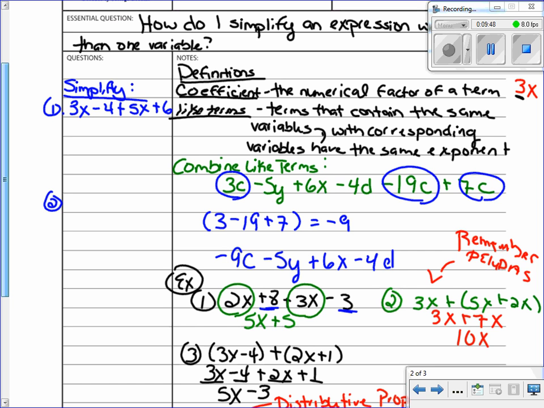Number 2 would be 3 times the quantity of x plus 7 plus 5x. I'm going to rewrite that over down here because it looked a little sloppy. 3 times the quantity of x plus 7 plus 5x. So if you can simplify those two examples, then you should be good to go.